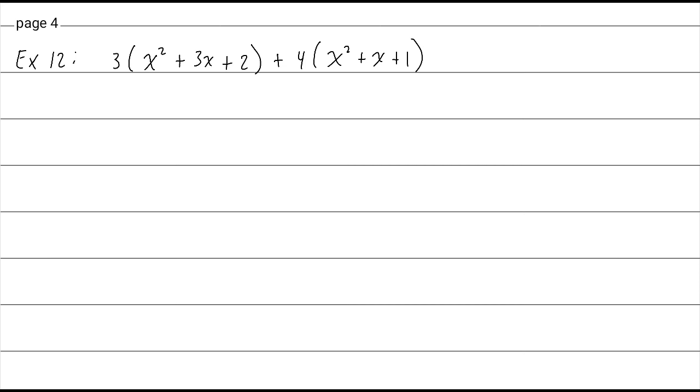We're going to distribute. 3 times x squared is 3x squared. Notice I'm not trying to combine any like terms until I get rid of all those parentheses. That's something that you have to do. You cannot combine, let's say, this constant with this constant, because this is not really a 2. That's really a 3 times 2. Anyway, 3 times 3x is going to be a positive 9x. And 3 times 2 is a positive 6.